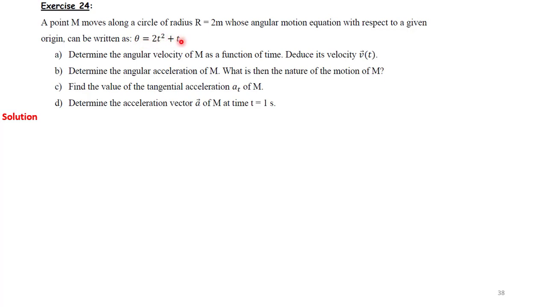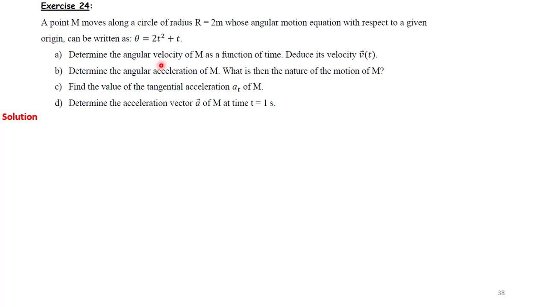Okay, at first glance, we would think that we may use the normal and tangential coordinates because we have a circular motion. So let's see the questions in this exercise. A. Determine the angular velocity of M as a function of time. So we need to find omega, the angular velocity. From omega, we have to deduce its velocity v of t.